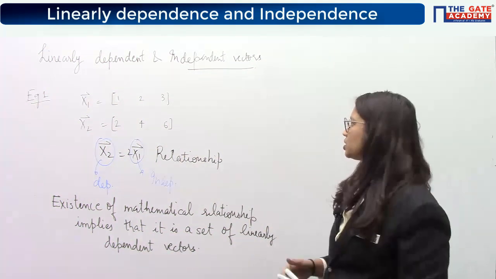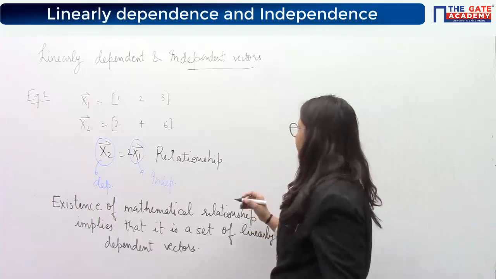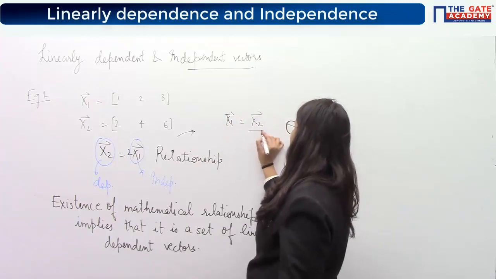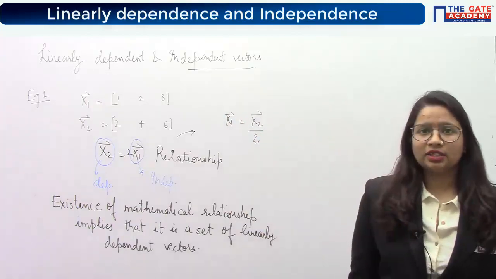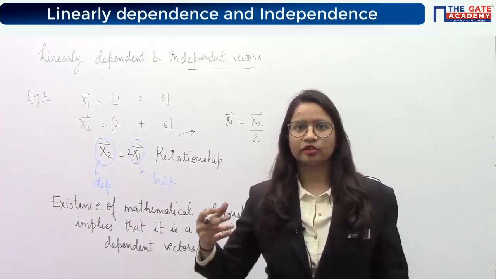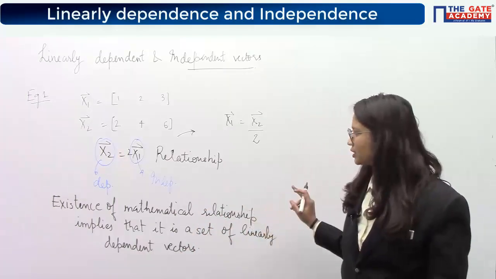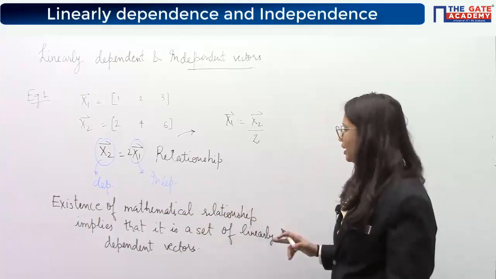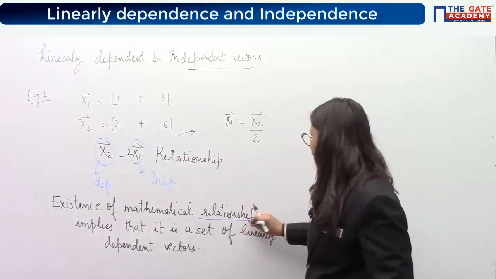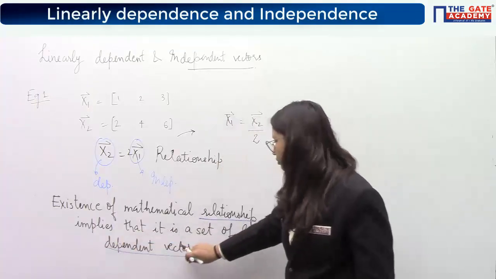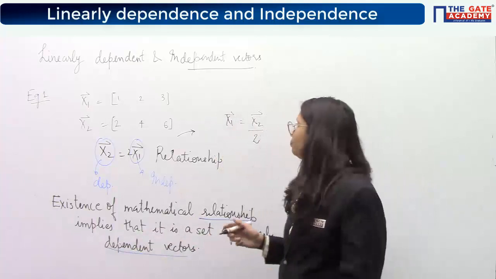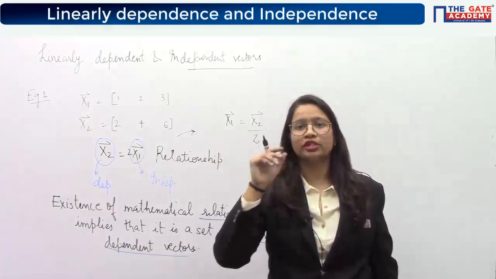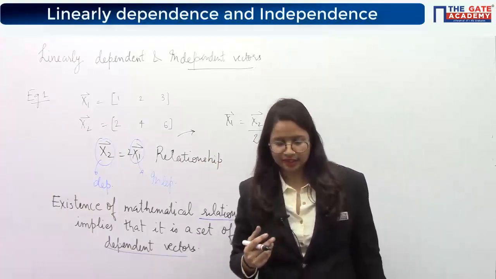Question: if I interchange the relationship, like if I write the same relationship as x1 equal to x2 by 2, then will it change which one will be independent and which will be dependent? So first of all, I have not said anything about which one is independent and which one is dependent. I have just said that existence of a relationship implies that it will be a set of linearly dependent vectors. And why so? Because we have not considered which one among these two is independent.